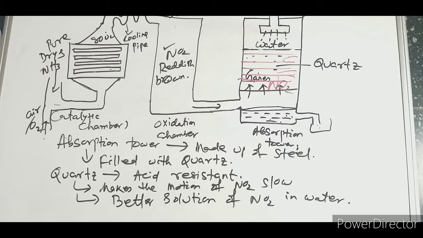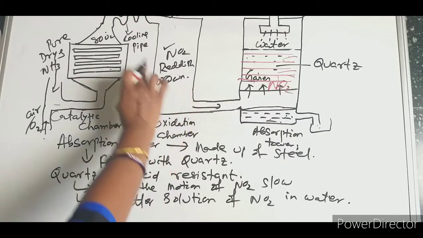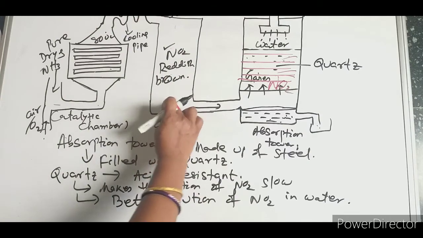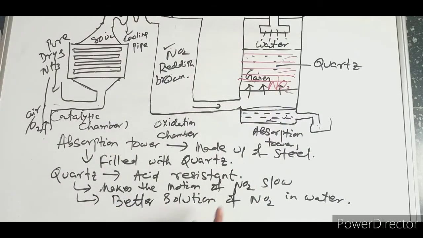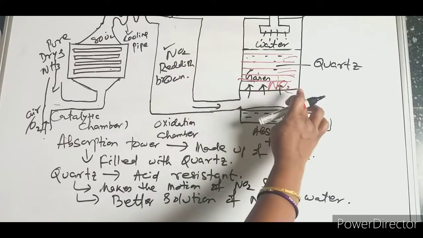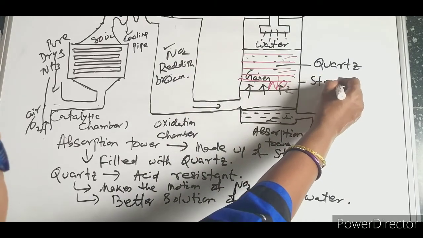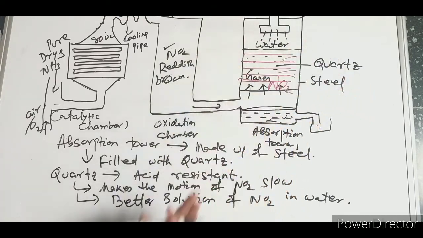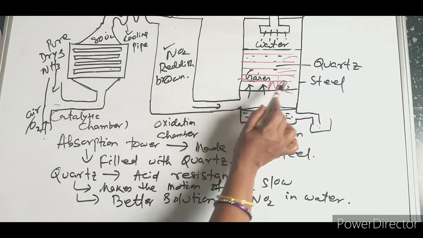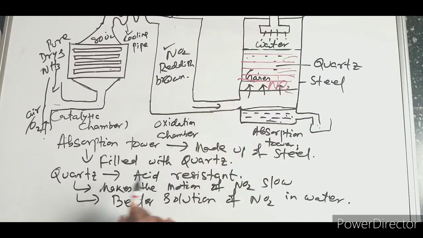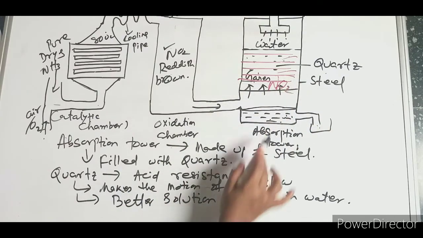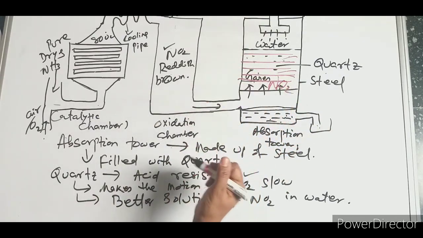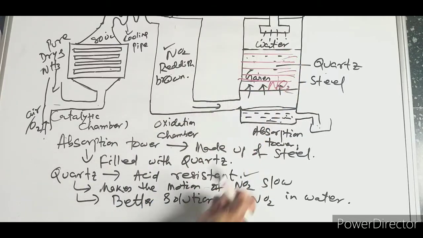Okay, so the gases leaving the oxidation chamber, NO2, go to this absorption tower from the downward direction to the upward direction. It is made up of steel and filled with quartz. Water is sprinkled from above. The purpose of keeping quartz is for three reasons. First, it is acid resistant. Second, it slows down the motion of NO2 so that it can mix uniformly with water, so that HNO3 can be formed. Okay.